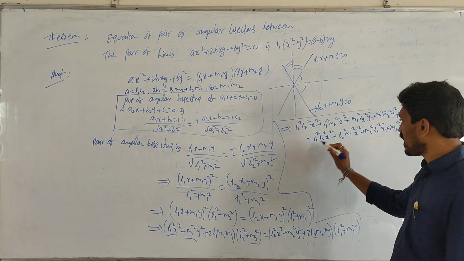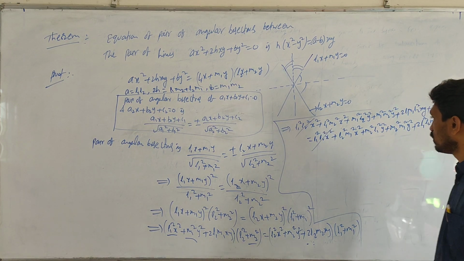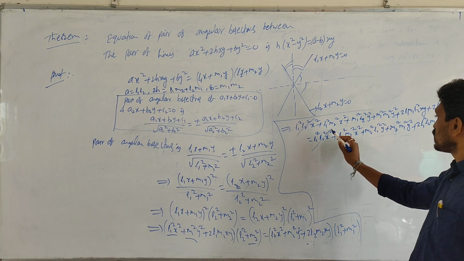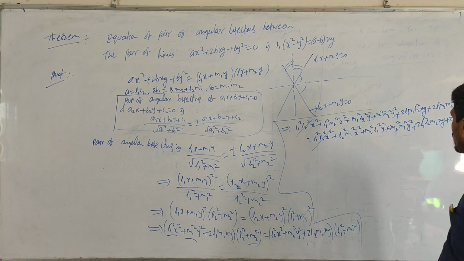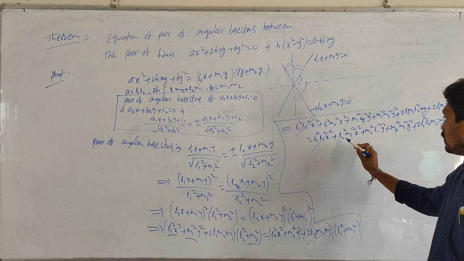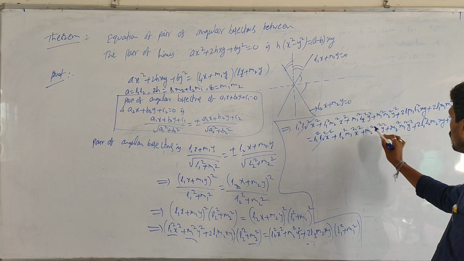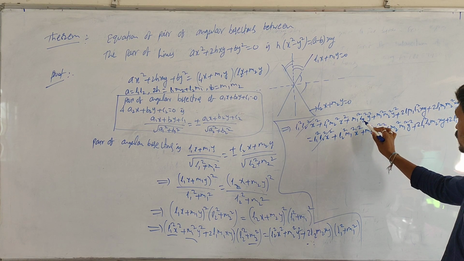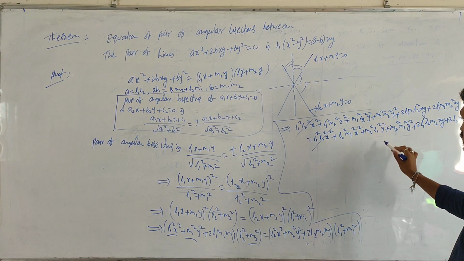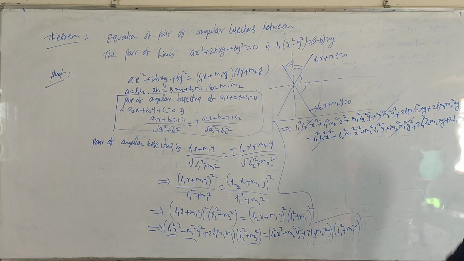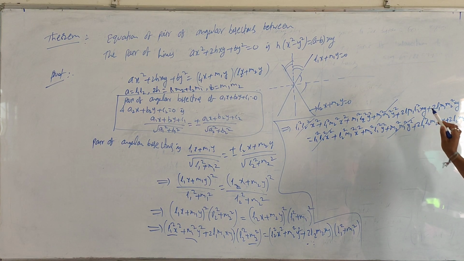Okay, see here what are the cancelled terms? These two terms cancel. And l1 square m2 square x square is not cancelled. Next, m1 square l2 square y square is there, and m1 square m2 square y square is there. These two get cancelled. Next 2 l1 m1 l2 square xy. So is there any cancellation? Next 2 l1 m1 m2 square xy.